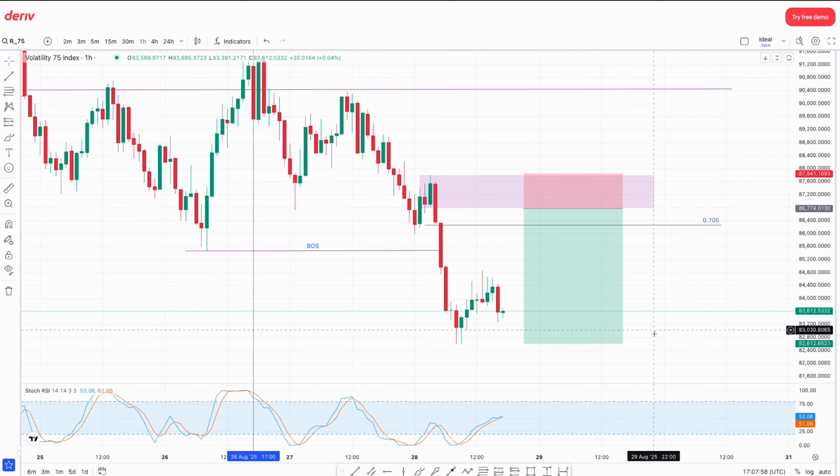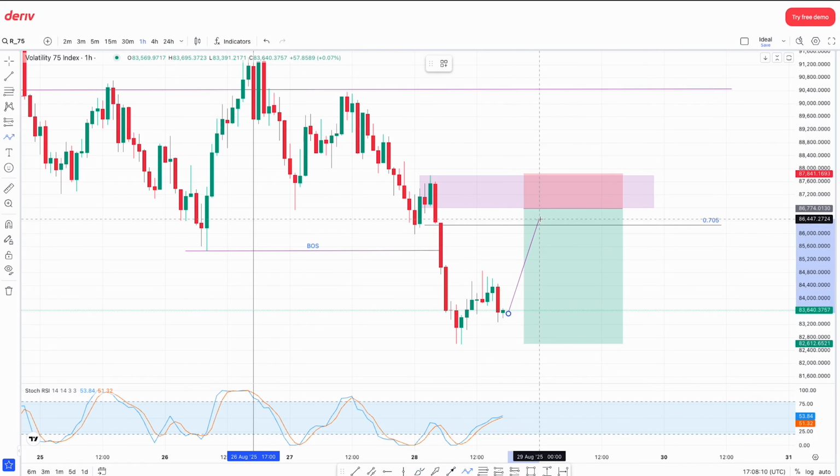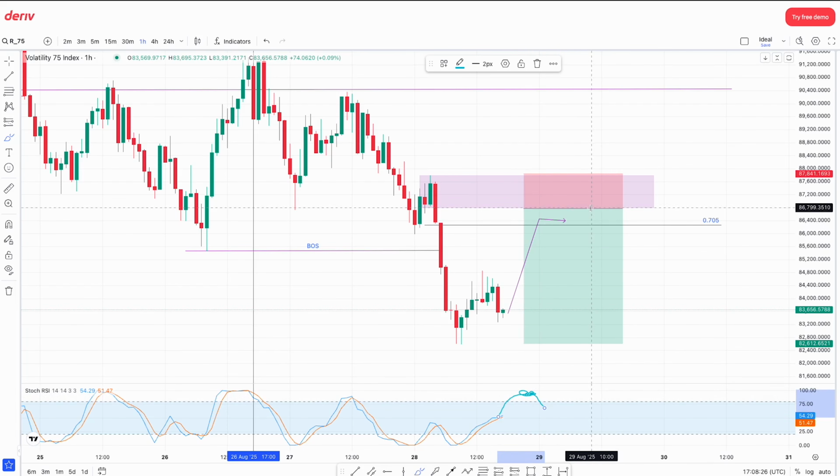So I can call it 705. What this is telling me is that even if this market doesn't hit the demand zone, but it comes up to the 705, then I'll be looking for a signal from the stochastic RSI. It should be overbought. Then once I have the cross, I can take this signal here.